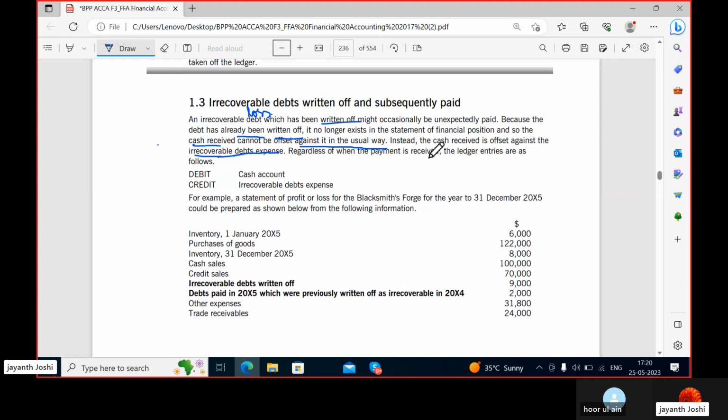So regardless of when the payment is received, the ledger entry will always be debit cash. Cash is coming in, no? So cash coming in means there is an increase in asset. Previously we have shown irrecoverable debt on the debit side. Now we have received the payment and that has increased the cash. So now we have to close the irrecoverable debt expense account. So that will be credited in order to cancel the account. So irrecoverable debt expense will be shown on the credit side. For this also they have given one example.